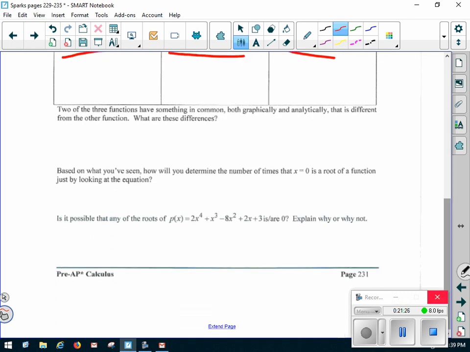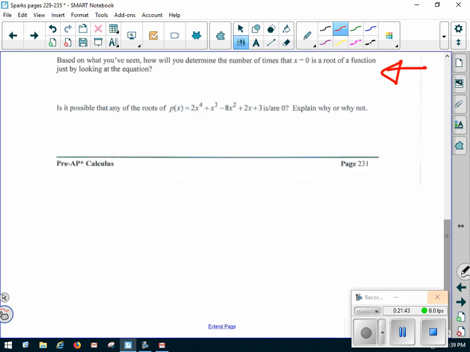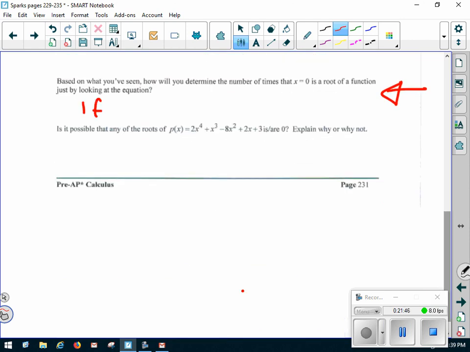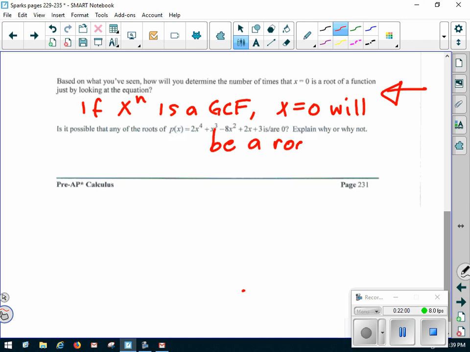So let's look down here. Let's look at that. We've already talked through this. Based on what you've seen, how will you determine the number of times that x equals 0 is a root just by looking at the equation? If x to the n is a GCF, x equals 0 will be a root how many times? N times. Good.